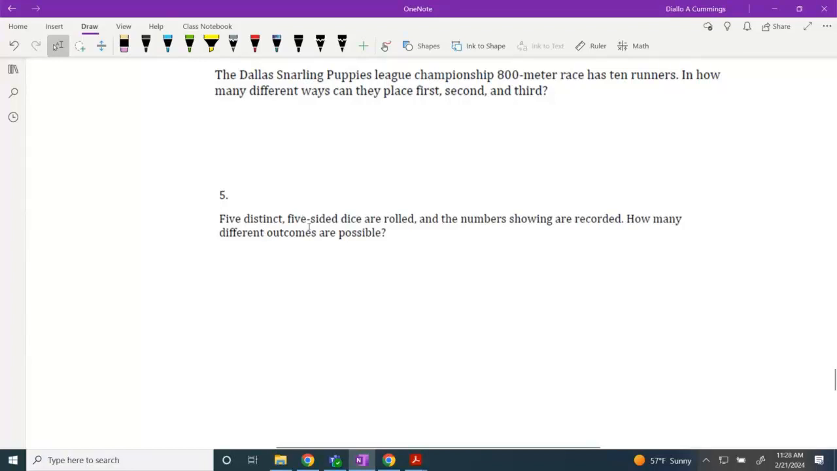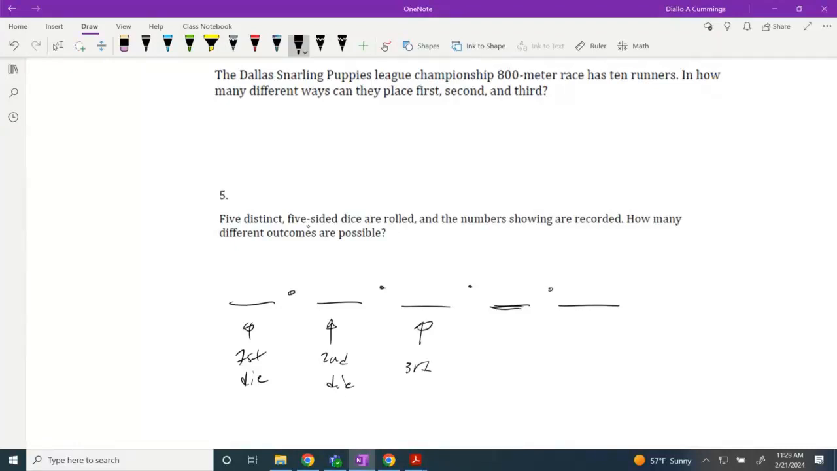Since we have 5 distinct dice, I'm going to map out 5 outcomes. 1, 2, 3, 4, 5. Right, I'm going to map out 5 outcomes, okay, because these represent the 5 dice. So this would be the first dice or die, the second die, the third die, the fourth, and the 5th.